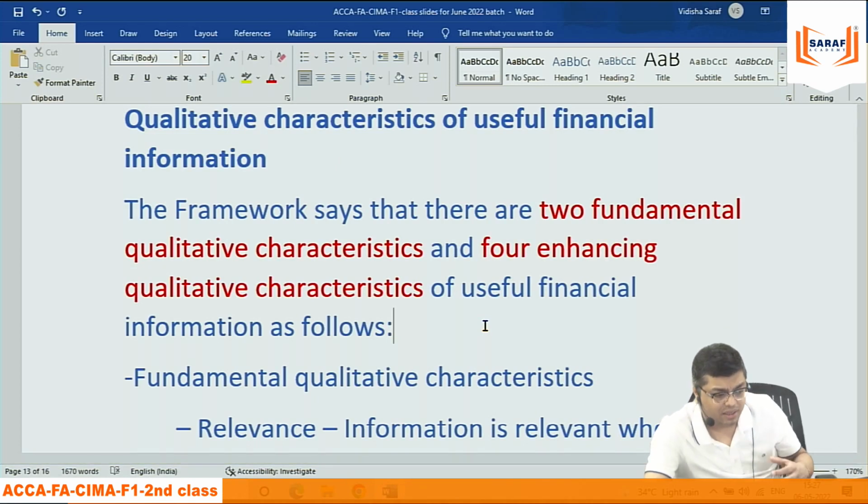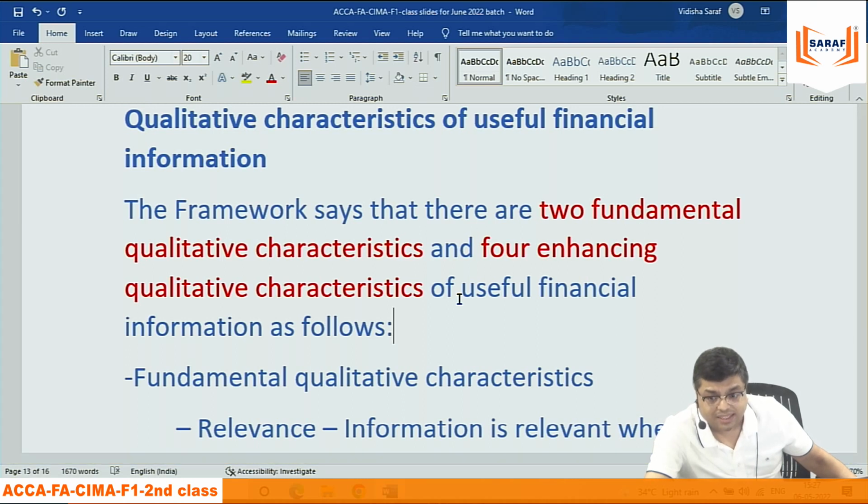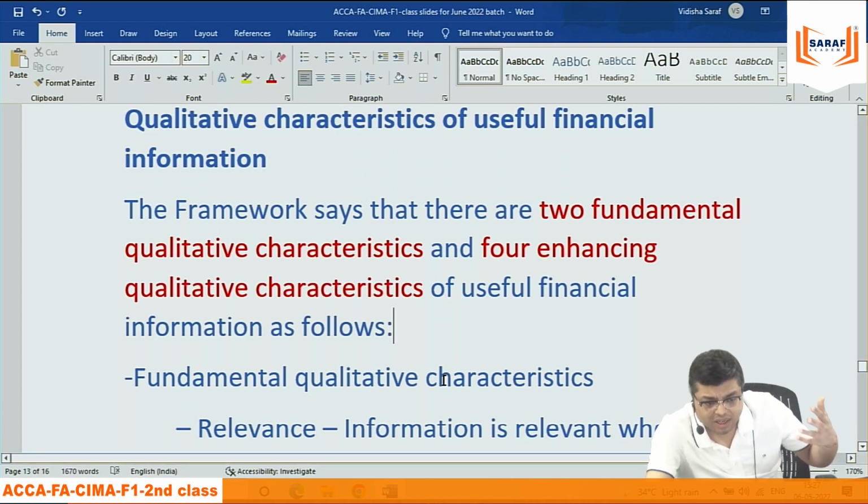Suppose I say that the purpose of our classes is that the students should like the classes, should be able to give exams, should pass the exam, should get the practical knowledge. That is the purpose. But the characteristics of our classes are that the classes should cover the entire syllabus, should be detailed, should solve the mock papers, so that you are getting the benefit of the classes.